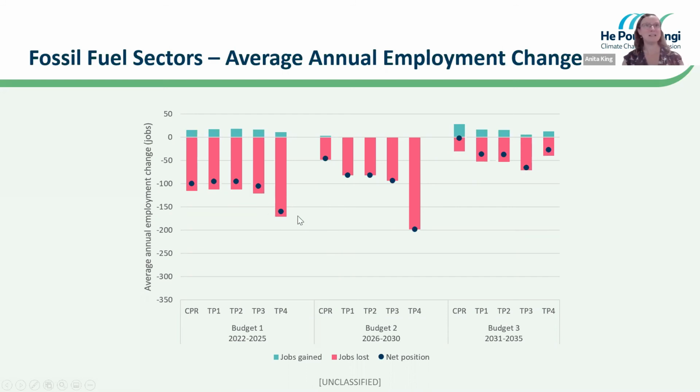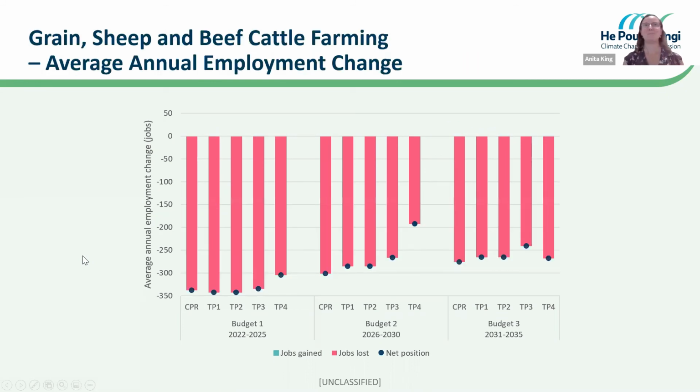It's going to be especially important the more stringent our budgets are, especially in the near term. Now, another sector that draws a lot of attention is the sheep and beef cattle farming. The way the sectors work, we've also got grain lumped in here as well. And once again, this is on the same scale as the previous graph. And because this is a larger sector, we see more impacts on jobs.